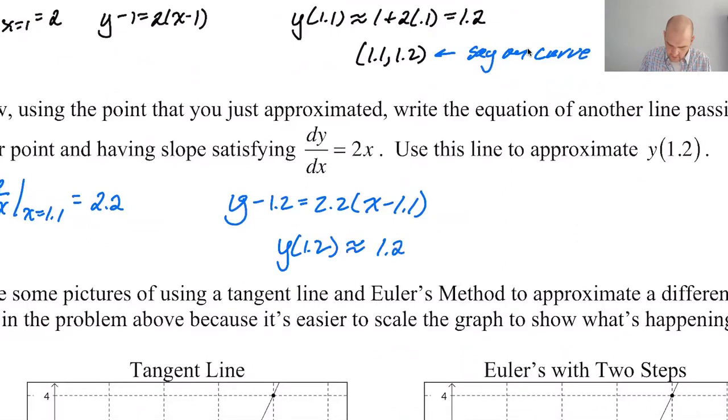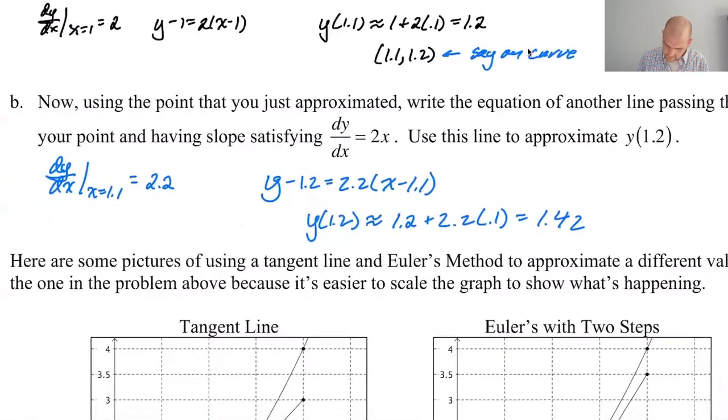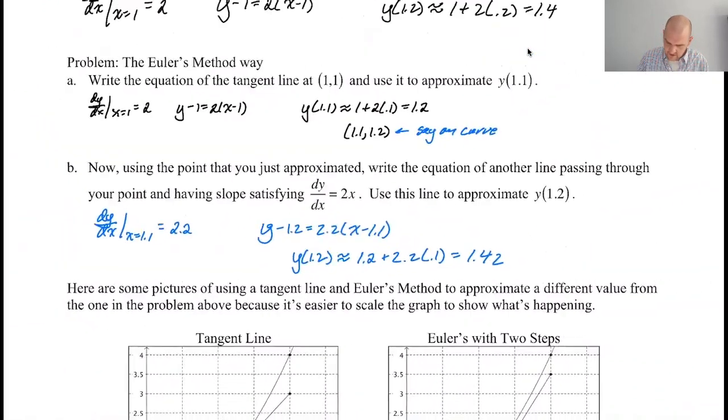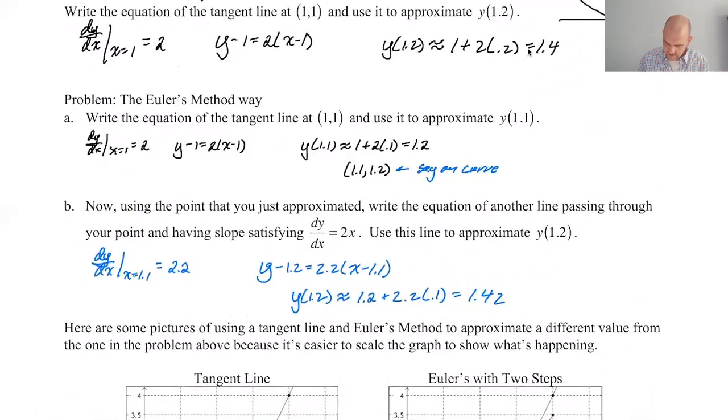1.2 plus 2.2 times 0.1. Is that right? I feel like I'm saying the same numbers over and over again, but whatever. So we get 1.4. What's even happening here? 1.42, I think. Okay, so now it's not super closer, but it looks like it's closer.